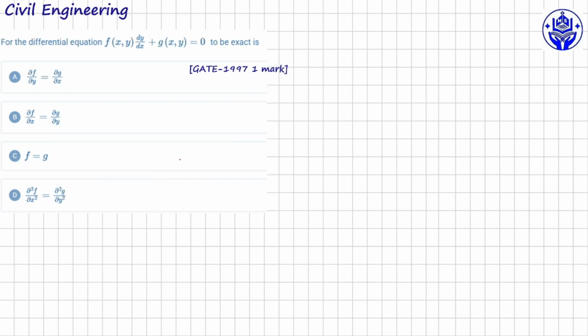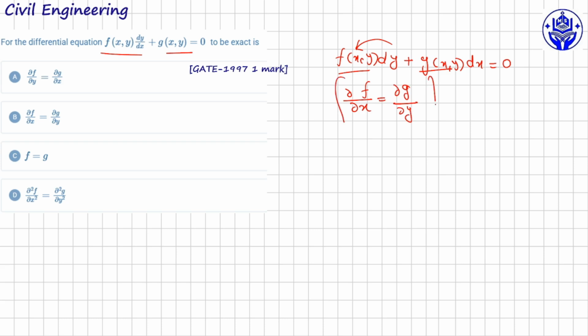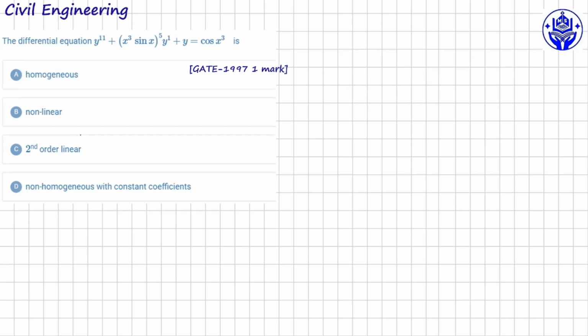Next question. It is a differential equation. Whenever you have this kind of differential equation, f of x and y, d of y, plus g of x and y, dx is equal to 0. I have just multiplied dx on both sides. So this is M and N. What is the condition? The partial derivative of the coefficient of dx with respect to y should be equal to the partial derivative of the coefficient of dy with respect to x. So this is the condition where the differential equation will be the exact differential equation. So the others are not correct. This is the correct answer. So B is the correct answer for this differential equation.